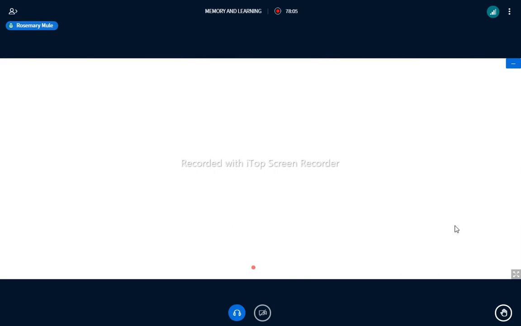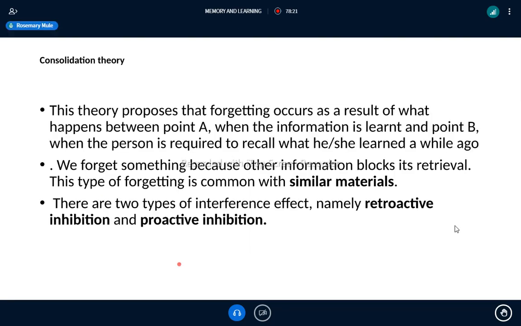So that interference is the one which causes the blockage. There are two kinds of interference which can interfere with the information and lead to forgetting. We have what we call retroactive inhibition and proactive inhibition. These are some of the ways this theory explains how we forget.